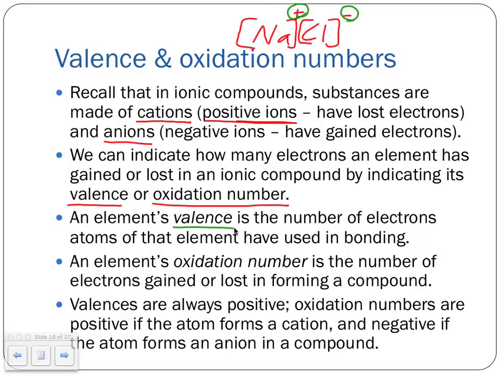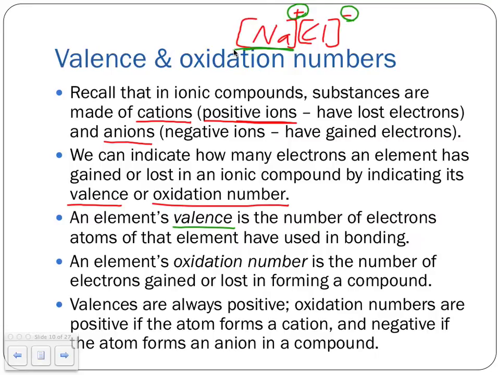An element's valence is the number of electrons that atoms of that element have used in bonding. So this sodium right here has given away 1 electron, and so there's 1 electron involved in bonding. It would have a valence of 1. The chlorine has gained an electron to turn into an ion that's allowed it to bond here, and so it would also have a valence of 1.